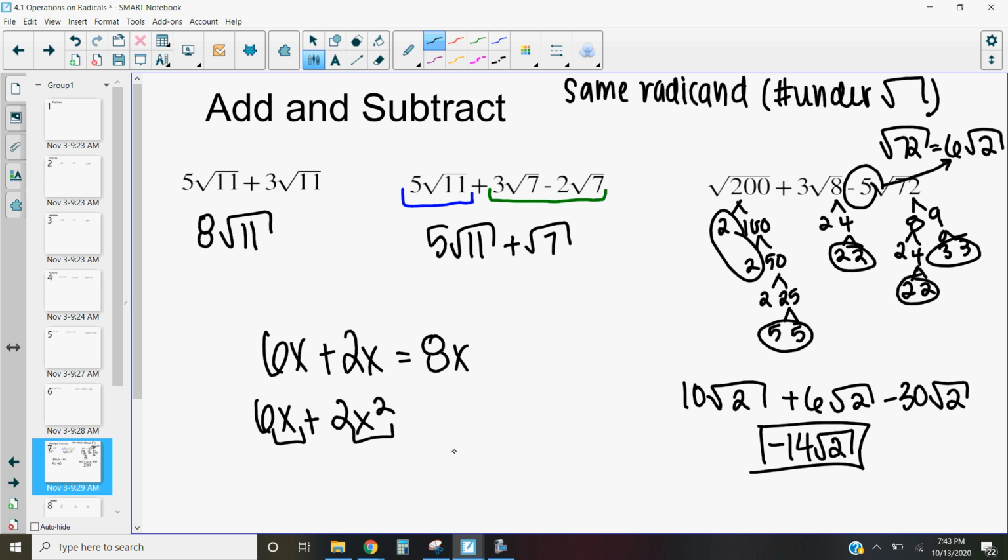And when we subtract, all we do is subtract instead of add. But that is how you would add and subtract when given radicals. Make sure they have the same radicand, or number underneath your radical symbol, and make sure that the type of root that they are is the same as well.